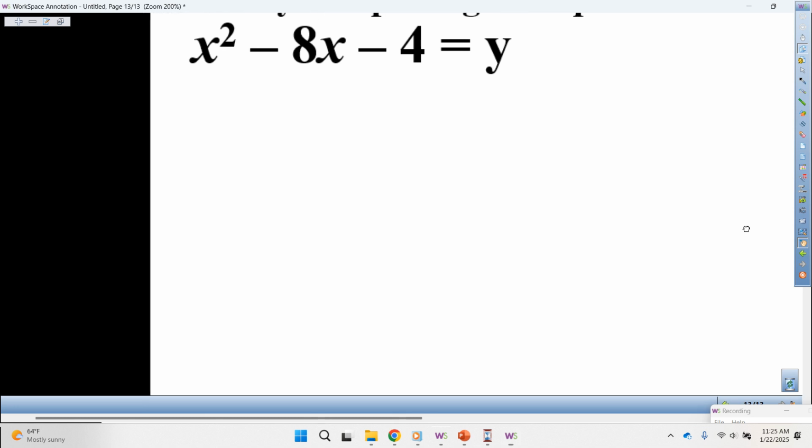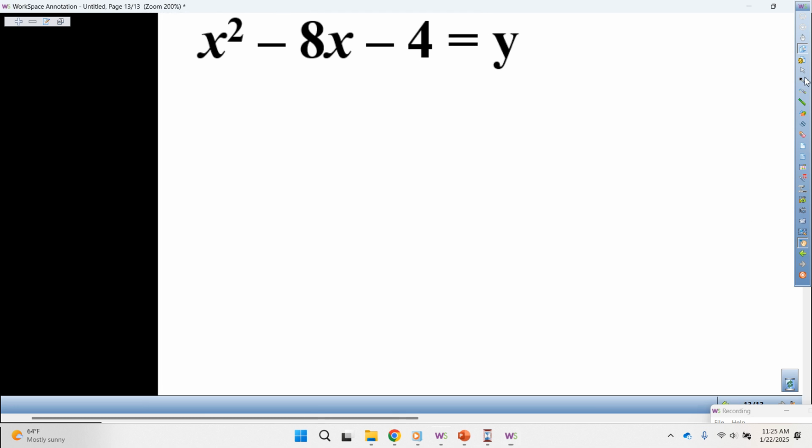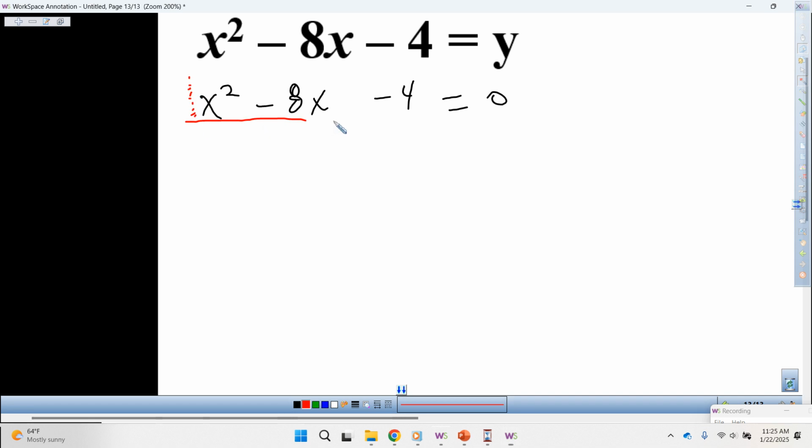We got x squared minus 8x minus 4 equals y. Tell me what to write first. Franco, what do I write underneath? Before that, set the y equal to 0. So we write x squared minus 8x minus 4 equal to 0. Next step, Evelyn, what do I do next? Before that, divide by the leading coefficient, which is 1. So that is x squared minus 8x minus 4 equal to 0.